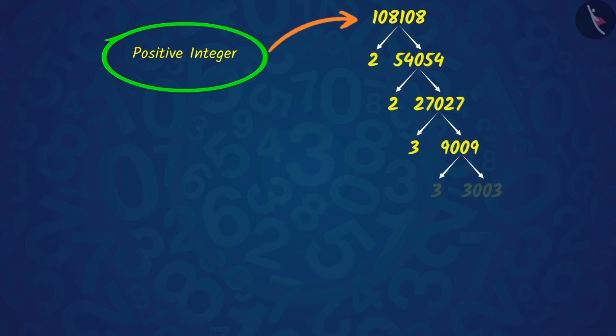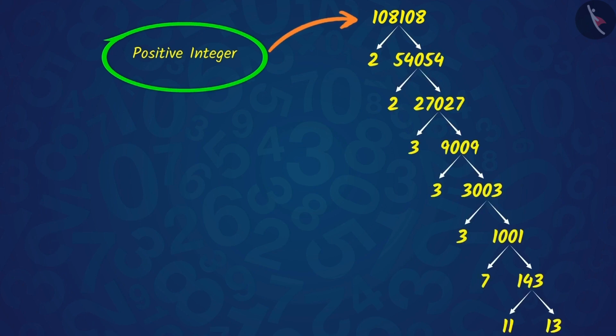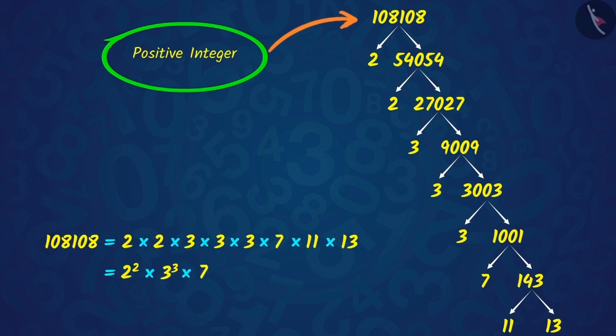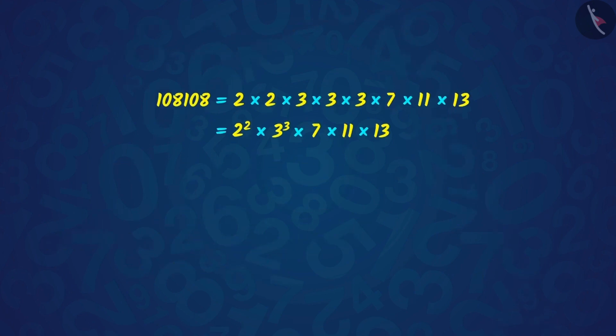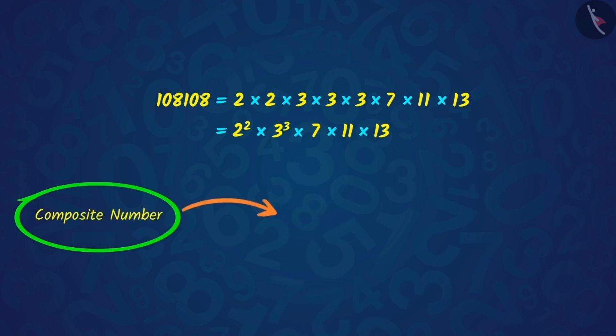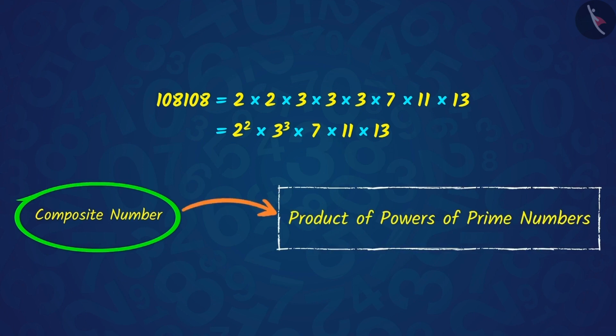Perfect. We can find its factors with the help of a factor tree. In this way, we can factorize 108108 as a product of prime numbers, which is in the form of powers of prime numbers. What do you understand from this? From this we understand that every composite number can be written as the product of the powers of prime numbers.